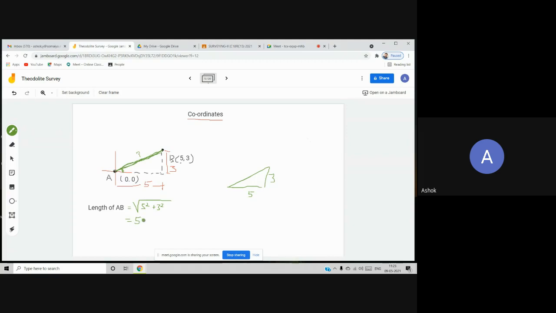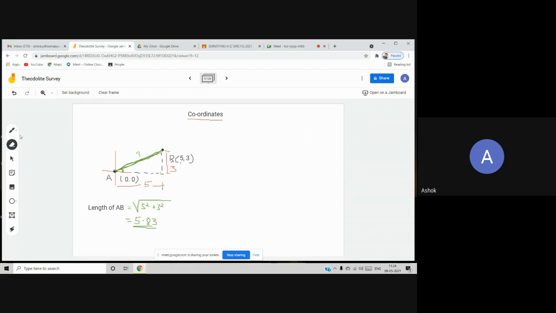So 5.83 unit. Okay, this is the length of line AB. Okay, is this clear? Is this clear? Yes, sir. Okay.